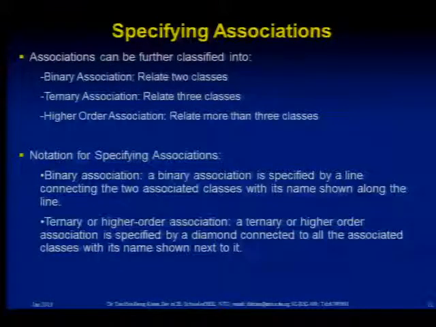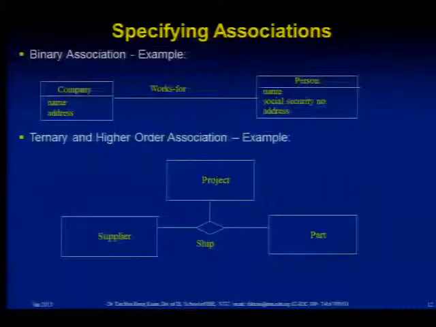Most of the modeling techniques are diagrammatic, so they have notation for you to specify concepts in a diagram. So what is the notation for binary association? Very simple. This is the way to define a binary association, between the company and person classes.